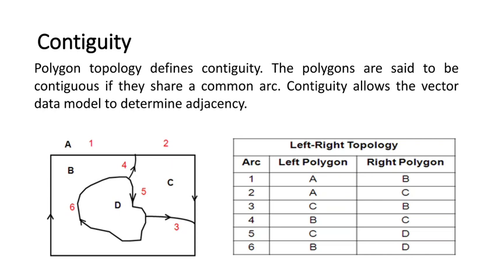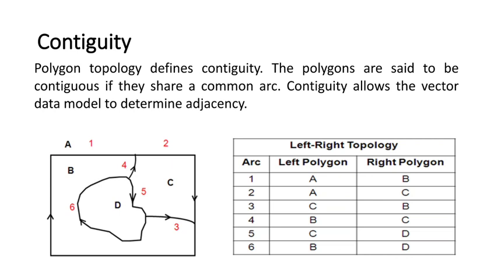A and B regions share a common arc, that is 1. So it allows the vector data model to determine how they are adjacent, which all topologies are adjacent to each other. So that can be identified here.